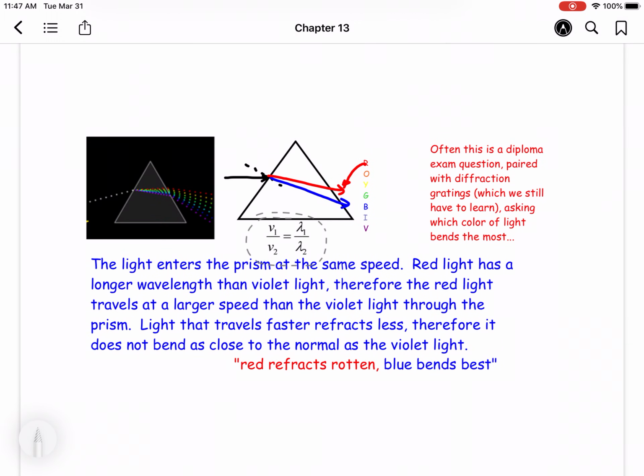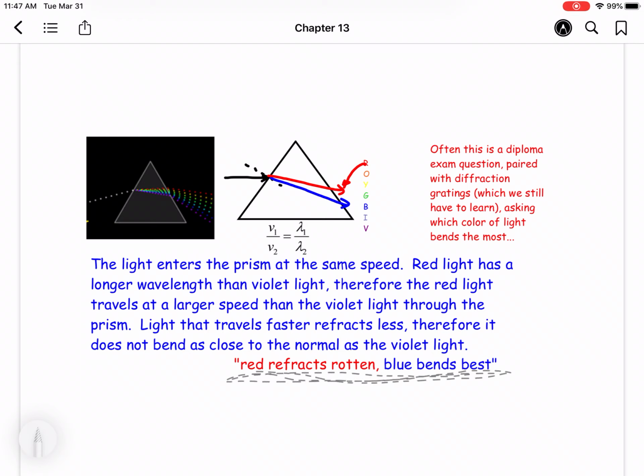Okay, we can have things like this. This is usually diploma exam questions. Luckily, we don't have to worry about that, right? We can use Snell's law in any kind of case, and we're going to get this idea that the blue or the violet is going to refract the most. The red is going to do the least. Okay, red still refracts, but just less than anything else.